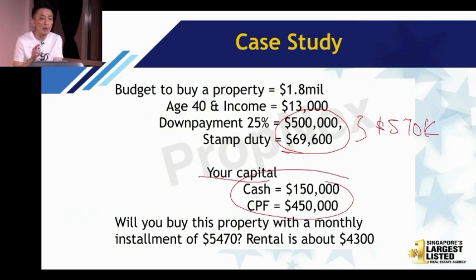How many of you will buy this property? Your monthly installment is going to be this. Your rental is about this. How many of you will buy this property? If you want to buy this property, say yes. If you don't buy the property, say no. Can you type inside the chat group? Say no. Okay, good.